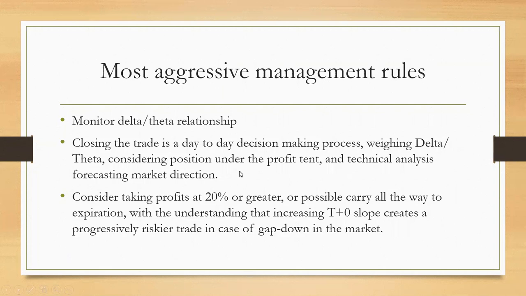Closing the trade is a day-to-day decision-making process, weighing your delta theta ratio, considering the position under the profit tent, and any technical analysis, which is really beyond the scope of this. But clearly, if we're at the top of the market, we can't go too much farther, so you might consider that in your decision-making. Similarly, if we're at the bottom of the market, sure, we could go lower, but any technical analysis might help you lean these things one way or another.